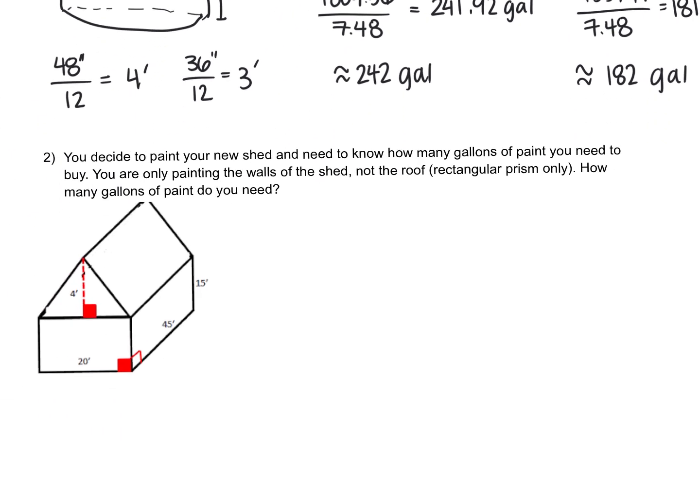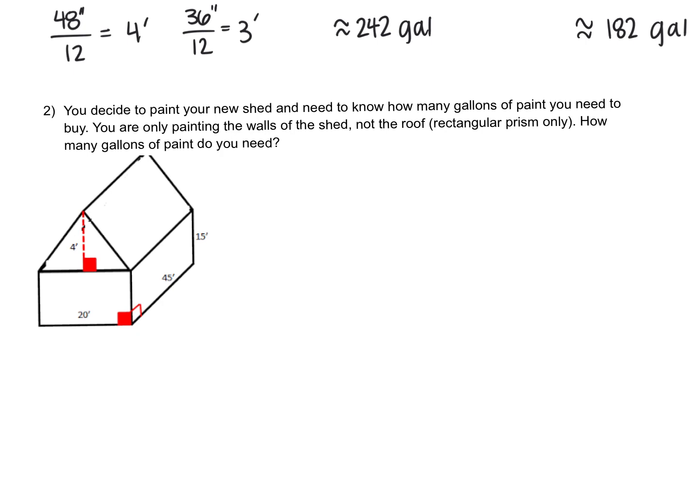Okay. So for our last example, we have decided to paint our new shed and need to know how many gallons of paint you need to buy. You are only painting the walls of the shed, not the roof. So we're going to only look at our rectangular prism. How many gallons of paint do you need?